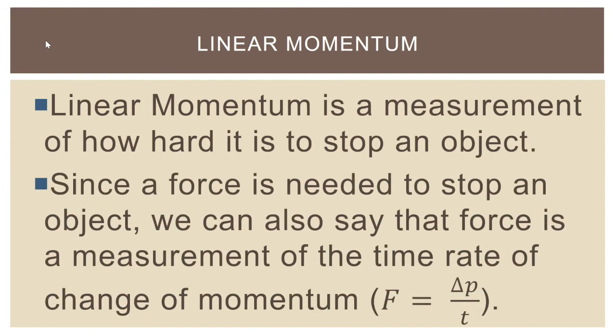As we said, since a force is needed to stop an object, we can also say that force is a measurement of the time rate of change of momentum. And if we put that in the form of an equation, it would look like that: F equals delta P over t. Take a second to pause this video here and write that down. And when you hit play, we'll move on.